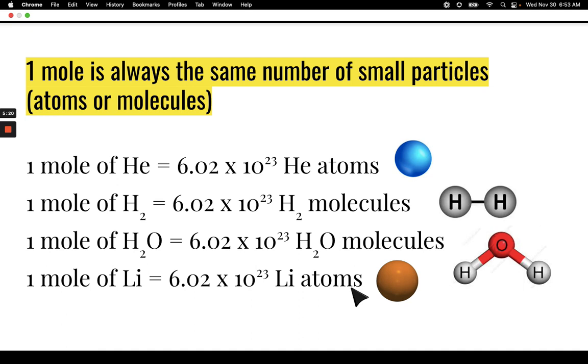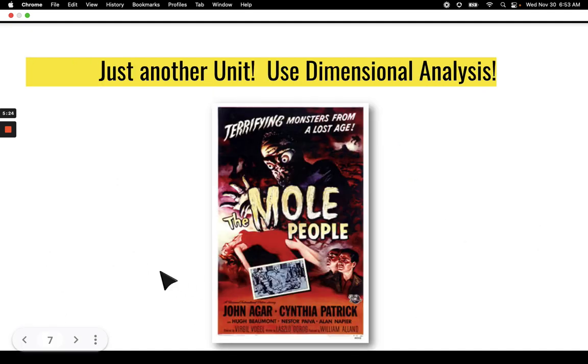And actually, we can work with that amount. So you have to understand this is just another unit that you have to memorize, and to convert between moles and number of particles, you just have to use dimensional analysis. So it does not have to be terrifying.